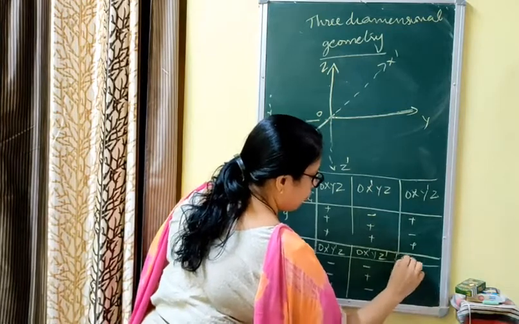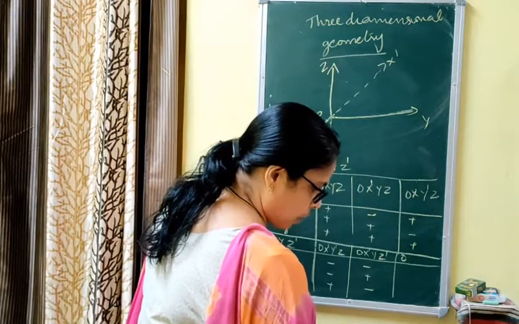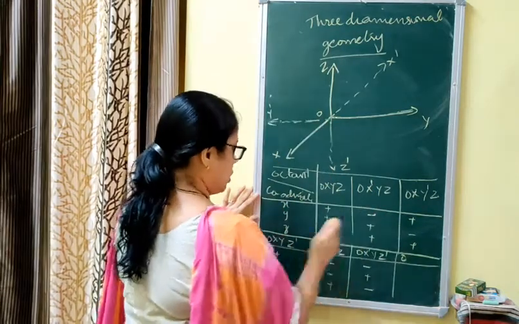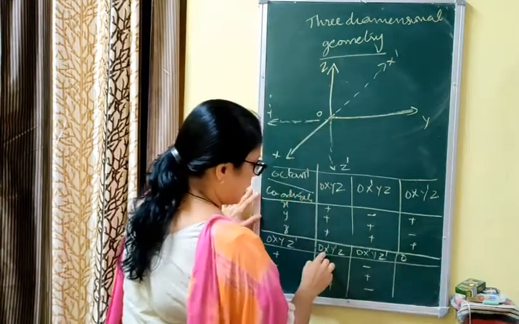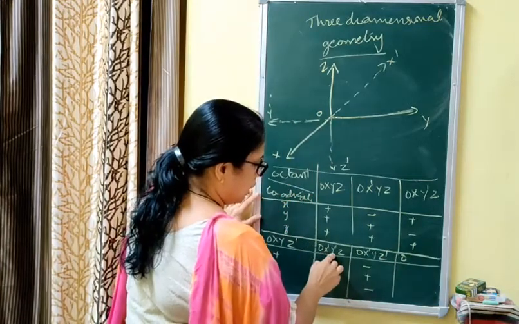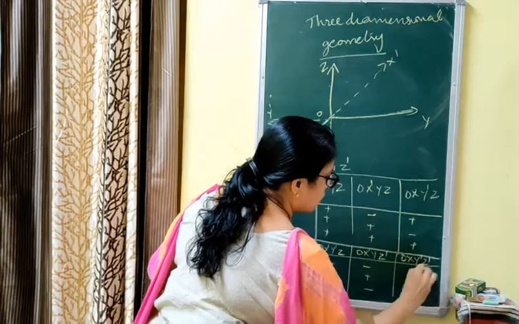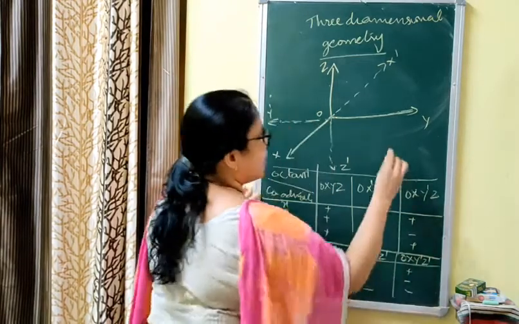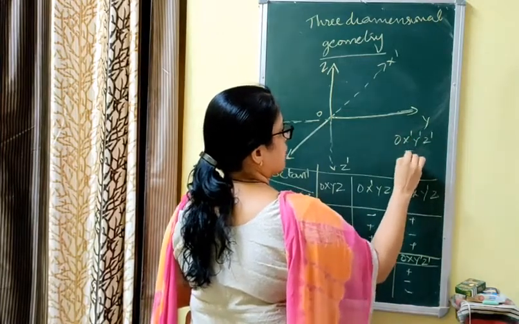Last one, all are O. How many are there? 1, 2, 3, 4, 5, 6, 7. The first is X dash Y dash Z, X and Y negative. Next is X and Z negative. Next is Y and Z negative, that is plus minus minus. Last one is all negative. O X dash Y dash Z dash is minus minus minus.